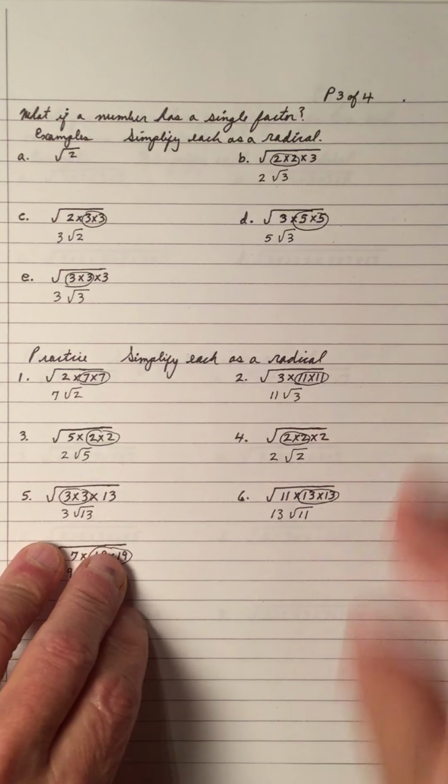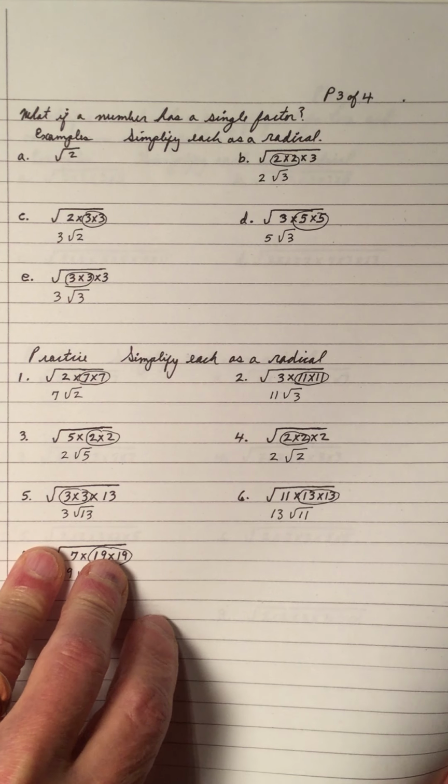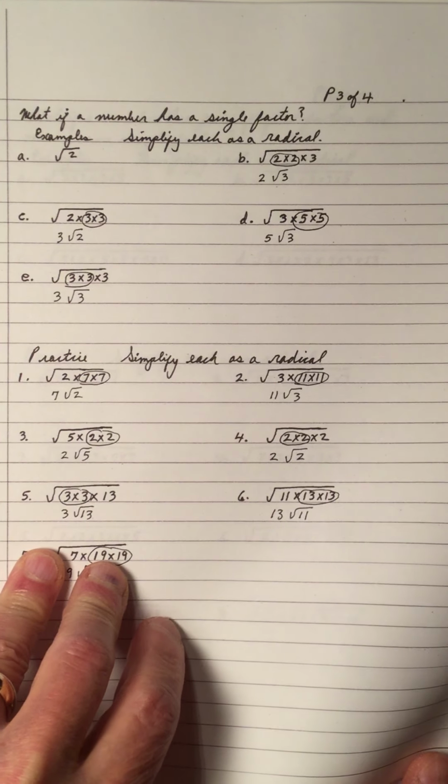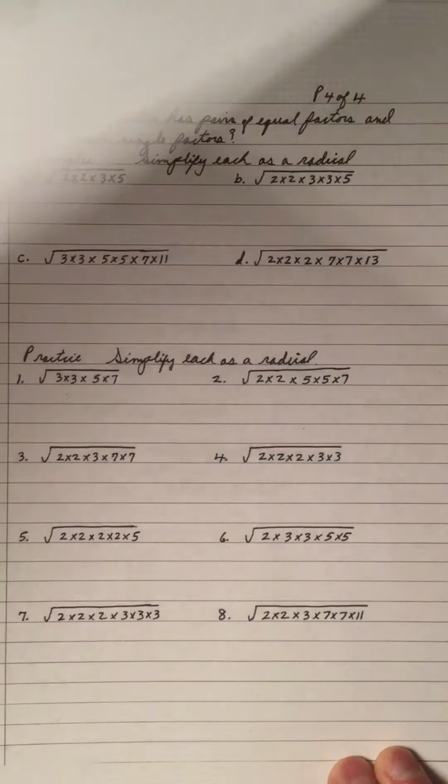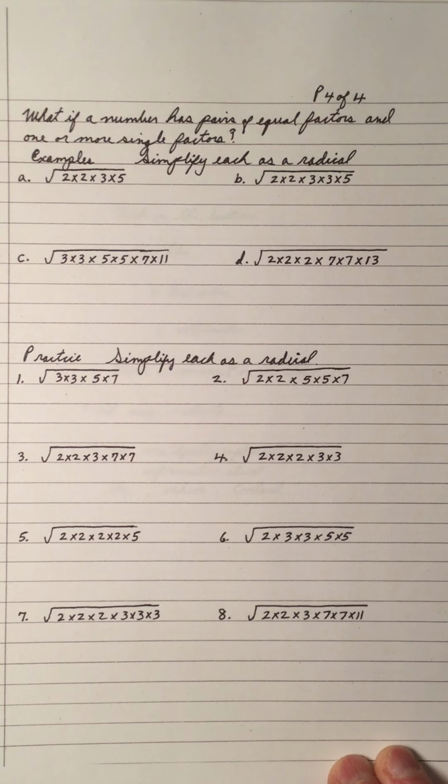So hopefully you're seeing the pattern, everything is going well. For the square root, for every 2 factors underneath the root that are equal, we take one of them out because those 2 factors form a perfect square.